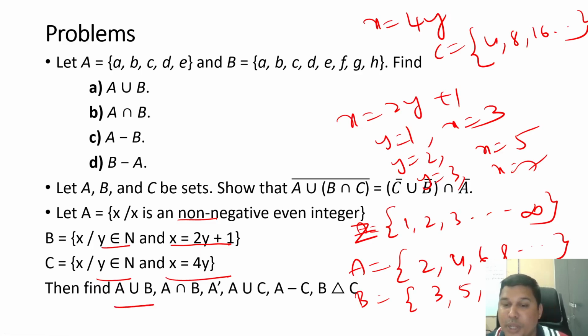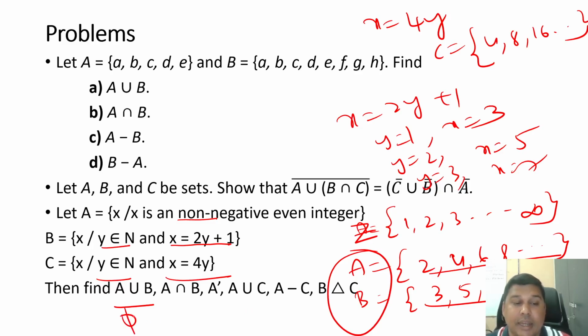What is A union B? Are there any common elements between these two? Nothing, because this is all even numbers, this is all odd numbers. It is very hard to find a common element, so the intersection is null. Oh, sorry, A union B means here you have to combine all. So this becomes 2, 3, 4, 5, 6, 7, 8, 9, and so on, numbers starting from 2. Whereas A intersection B is null.